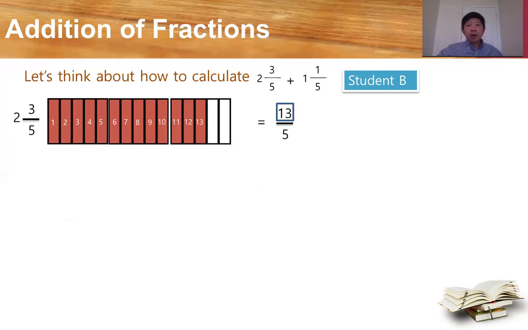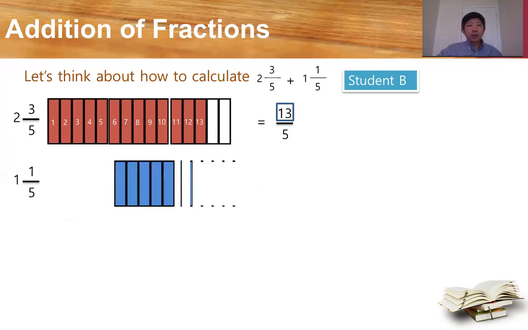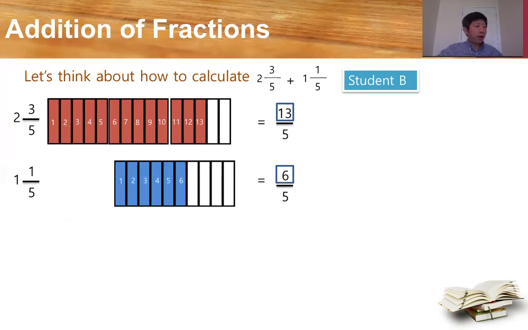And then how about 1 and 1/5? So this is 1 and 1/5. Make sense to you? So we're gonna change this into improper. Change this improper is 1 together. 1, 2, 3, 4, 5, and 6. 6/5. Now 6/5.